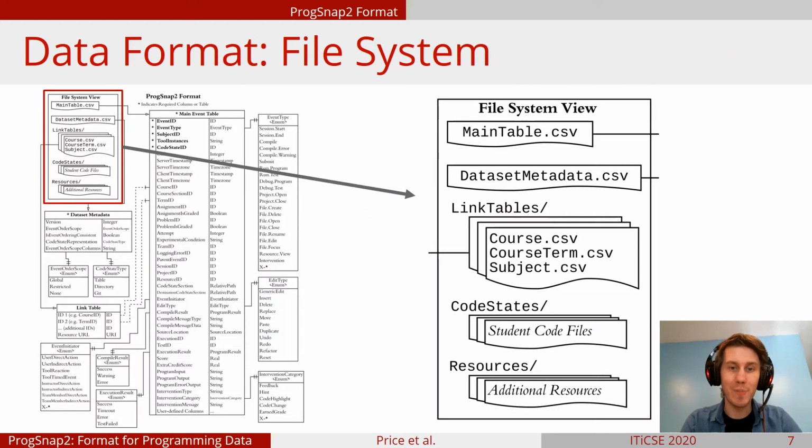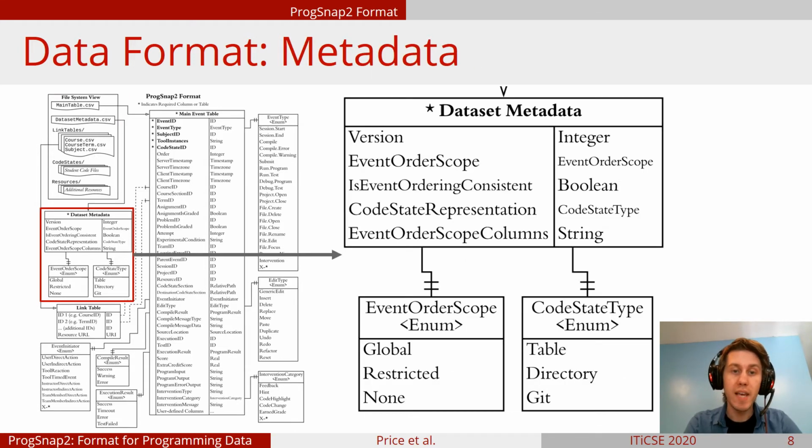My name is Corey Bart, and I'm an assistant professor at the University of Delaware. I will now give you a quick overview of a ProgSnap2 dataset, starting with the file system layout. From the file system perspective, there are two top-level files, maintable.csv and dataset-metadata.csv. The dataset metadata file is currently quite simple, holding fields like the current ProgSnap format version used by this dataset.